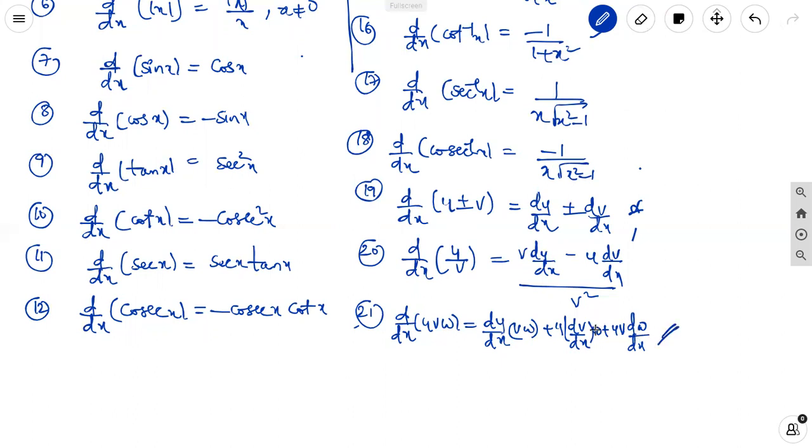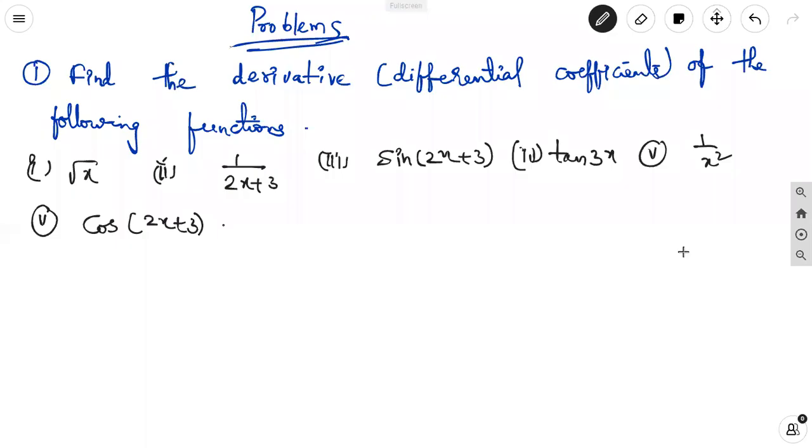Okay. Next, we can take some problems on this differentiation. Let us take one problem. Find the derivatives or differential coefficients of the following functions. First one is root x. Second one is 1 by 2x plus 3. Third, sine of 2x plus 3. Fourth, tan 3x. Fifth, 1 by x square. Sixth, cos of 2x plus 3.